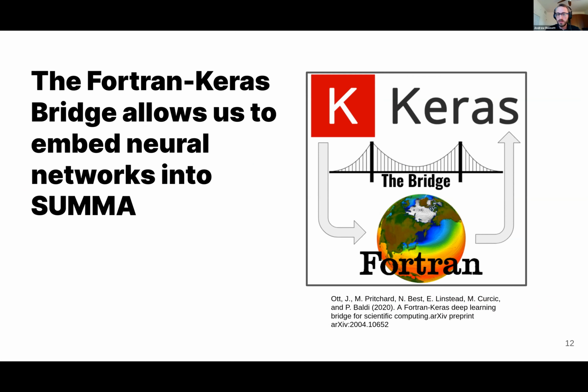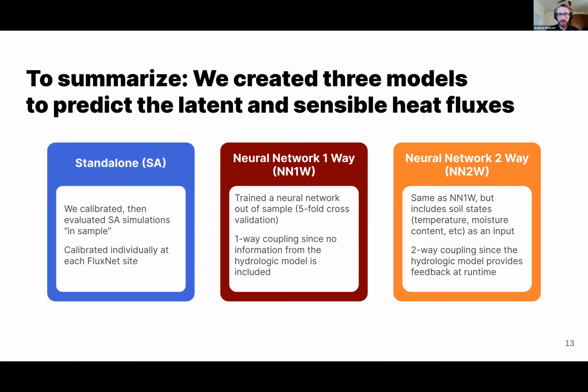Okay, so we train the models and calibrate and everything. So just to describe that a little bit for each of the model configurations. For the standalone or SA model, we calibrate this at each of those 60 FluxNet sites individually. So we're trying to find the best parameter set to get the best predictive performance for that particular site. So this is in-sample calibration, and it's our benchmark. It's the best case scenario, or how you would traditionally do a hydrologic modeling experiment.